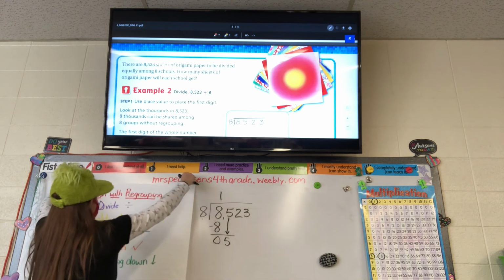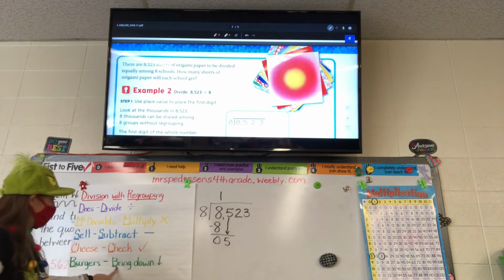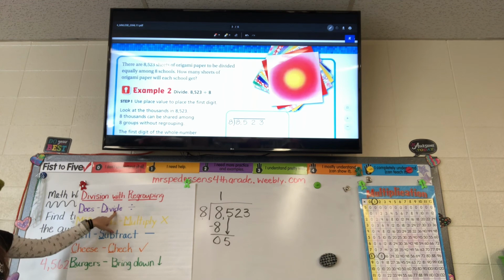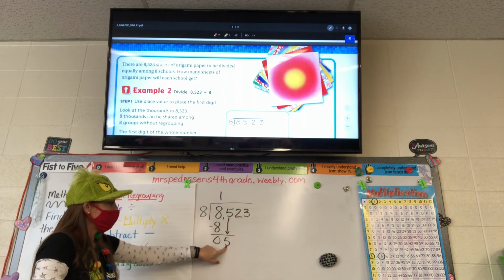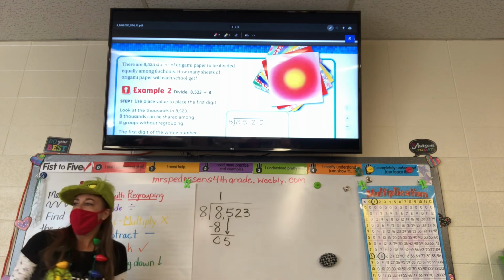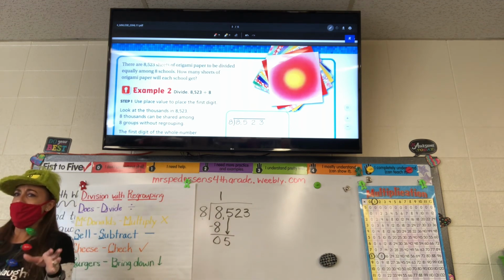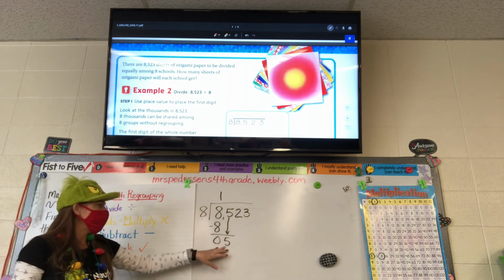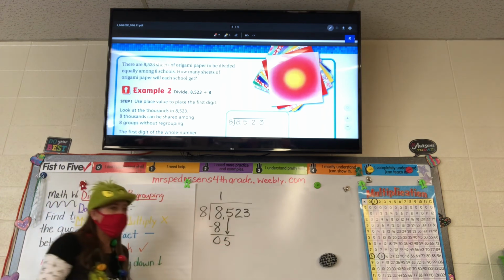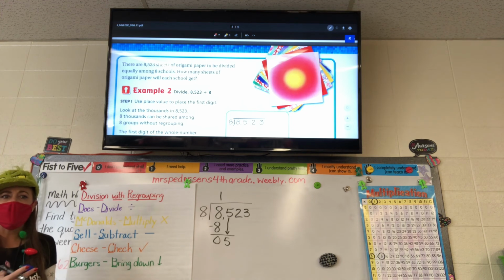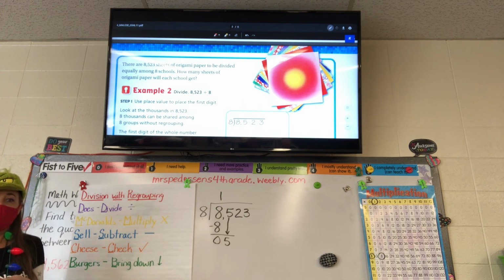Okay, so what's the next step after we bring down? We start over with divide. So we are dividing 5 by 8. Here a lot of kids are like, wait a minute, we can't divide 5 by 8. So they want to bring down the 2. You can't bring 2 numbers down at once, Cash.